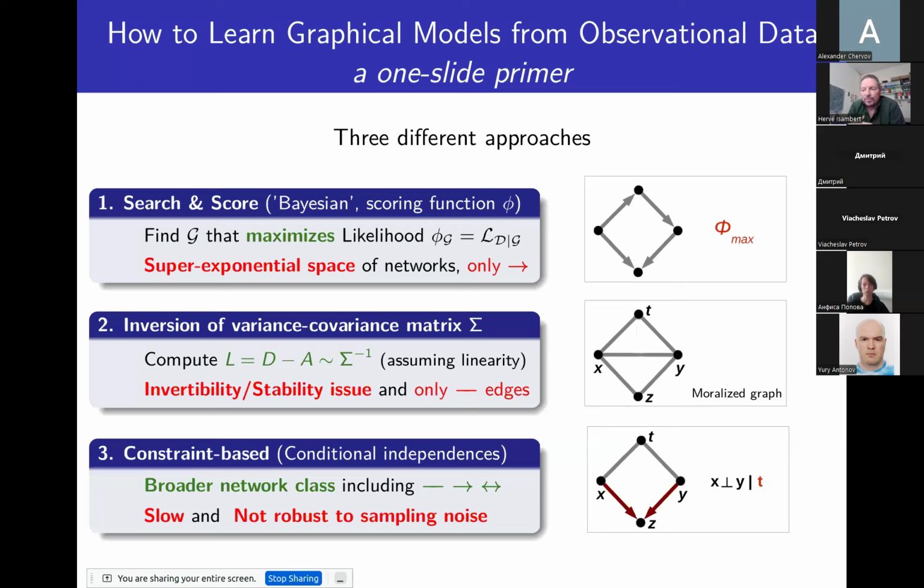Although they have been proven to be correct in the infinite size limit, so when you have some oracle that tells you correctly the conditional independencies in this data, they are typically not robust to a finite size of the data sets, which is actually a problem. So we've worked on trying to improve the robustness of these methods by basically combining them with search and score methods, or I should say score methods.